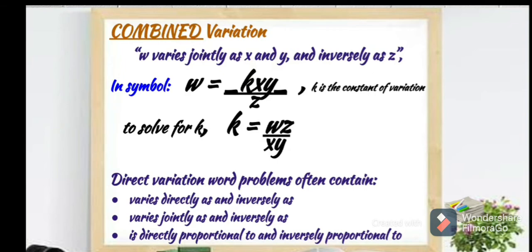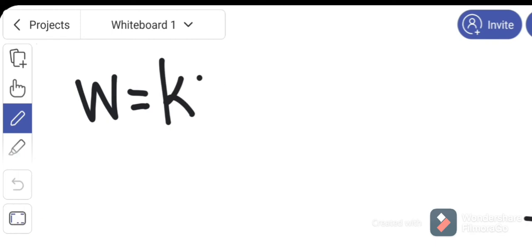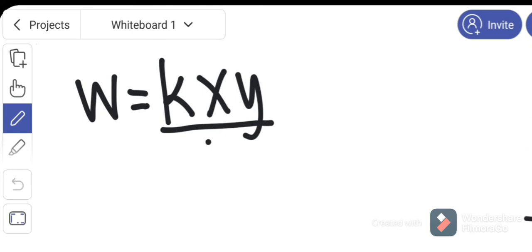w varies jointly as x and y and inversely as z. Now, if we're going to write this, w is equal to, varies jointly, so we are going to have the constant of variation k with the variables x and y because they are joined. And inversely, we will put that in our denominator z. This is now our formula, or the equation, for the given mathematical statement.